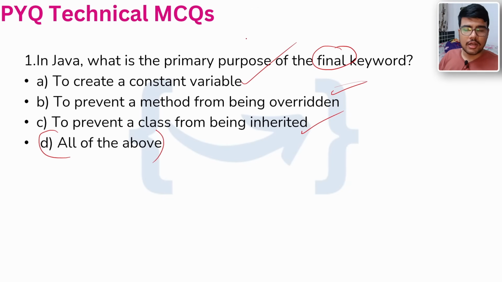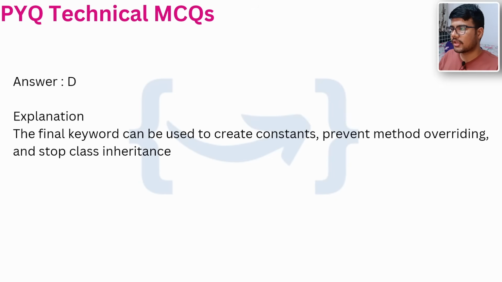But what I want you to do is have a paper. Here I will be taking the top 15 questions in this video, and I have 15 more questions for you so that you can practice. Then only you will be perfect in the online assessment. Clear? So all of the above is the right option. The final keyword can be used to create constants, prevent method overriding, and stop class inheritance.